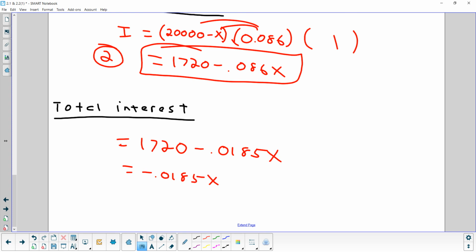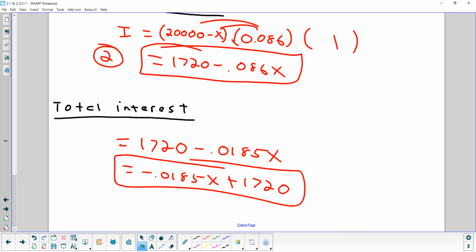Why did I do this? It's the same thing, but any thought why I rewrote it that way? Yeah, put it in slope-intercept form. Yeah, I wanted you to recognize it as slope-intercept form. So when we're setting our window, you can see you got an intercept up over 1700. We're going to have to set the y max pretty high.